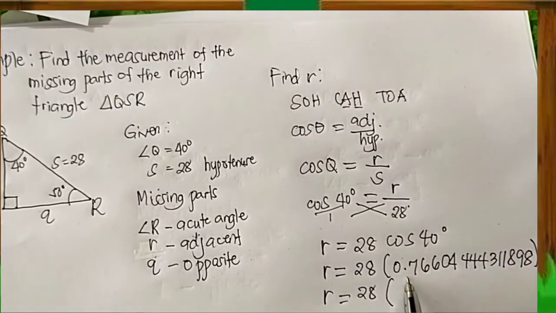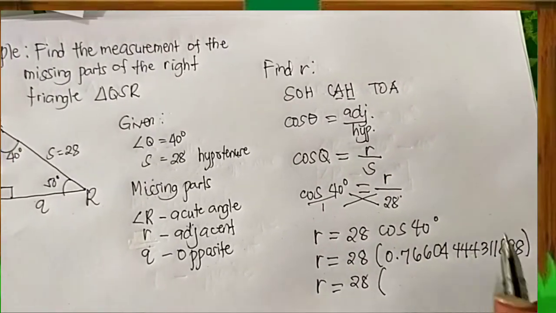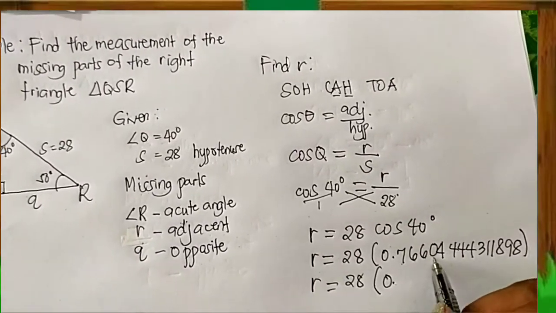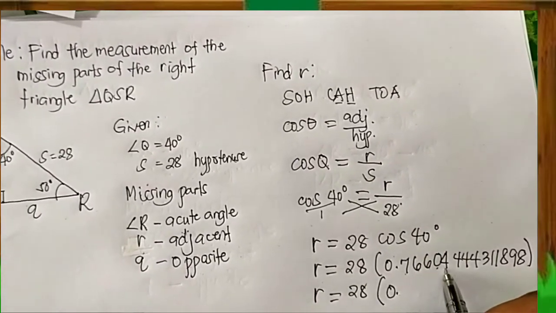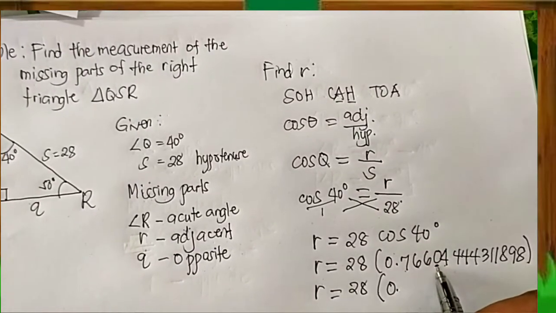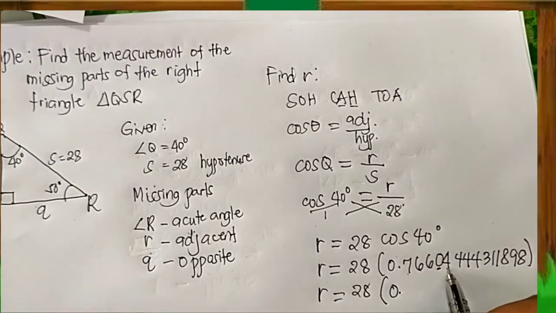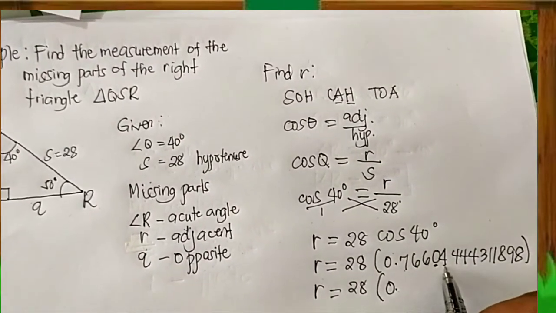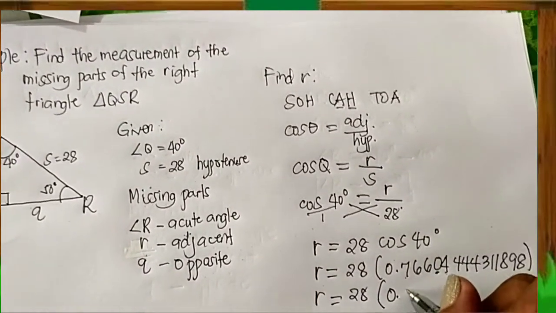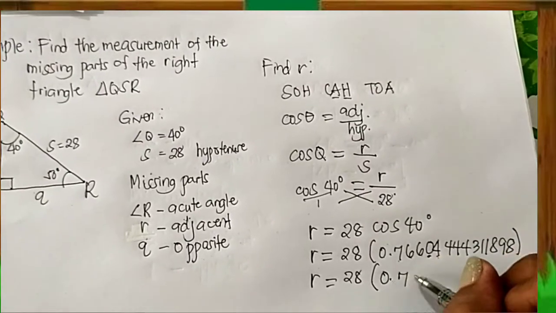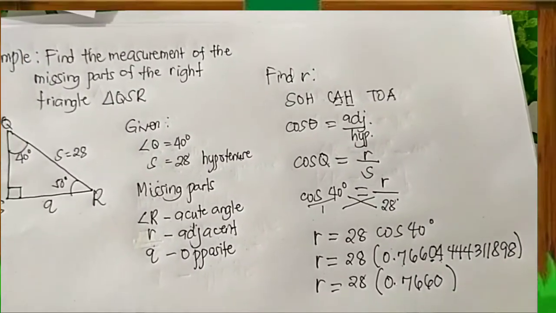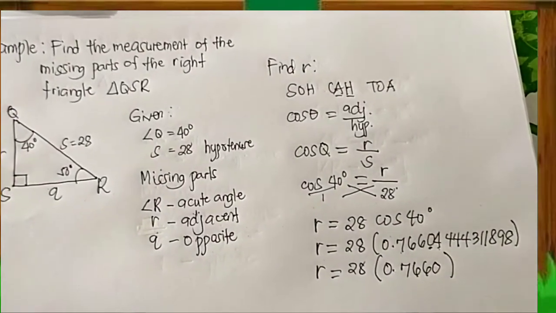So we will correct it into 4 decimal places. The digit after the 6 is 4, so meaning the 6 remains. But if it were 5, the digit would be increased by 1. But since it is 4, it just remains. So we will have 0.7660. We correct it into 4 decimal places.